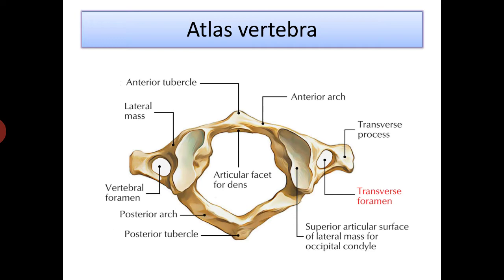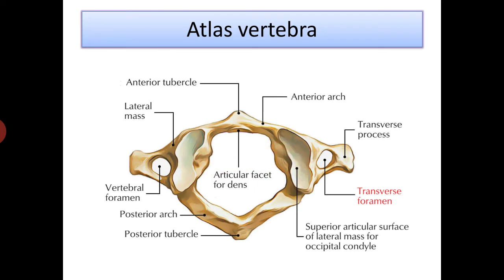Okay, now on the lateral side, the lateral masses consist of this facet. Okay, so that large facet is called the superior articular facet, and that facet is very elongated and concave, and when you see the direction, it is slightly medially directed. Okay, and it articulates with the occipital condyles and forms the atlanto-occipital joint.